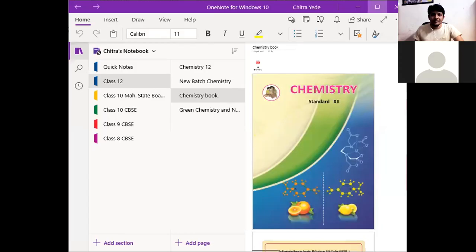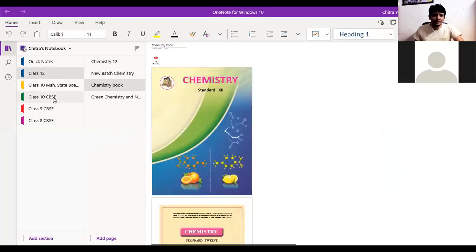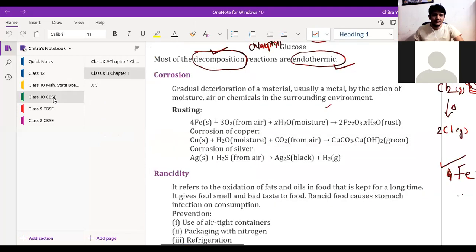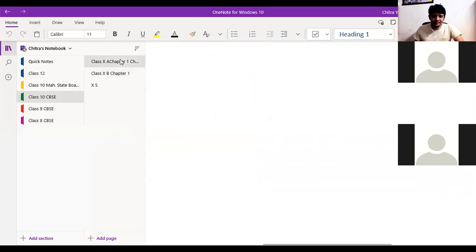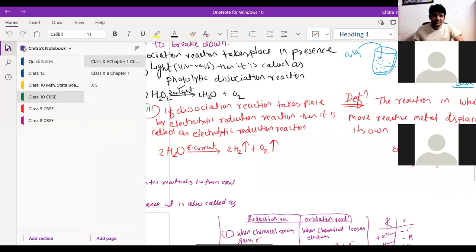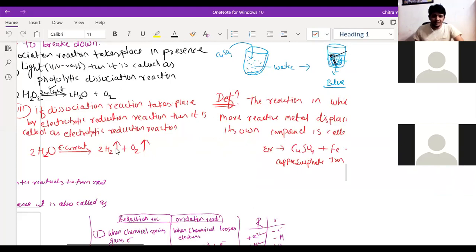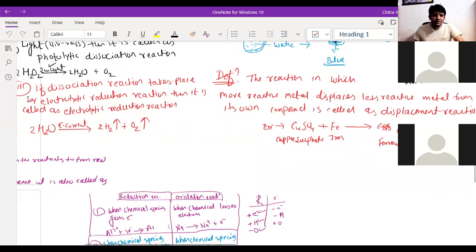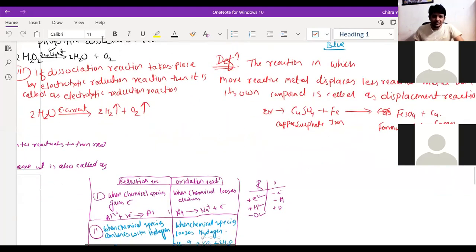Now I'm going to share the screen. Is the screen visible? Yes, sir. Okay. Our section is 10th A now. Yes. Okay. So in our last, somebody is in the waiting room.